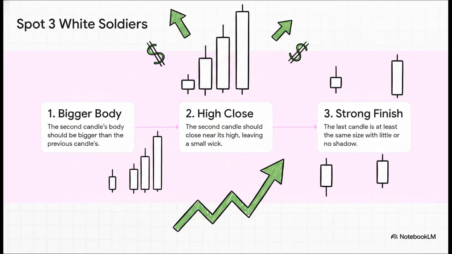So how do you know you found the real deal? The rules are pretty specific. The second candle should be bigger than the first. It's got to close near its high point, which shows that buying pressure was strong all the way to the end. And that last candle, it needs to be at least as big as the second one. And, this is really important, it should have little or no shadow. You know, that little wick at the top? That tells you the buyers were in total control, right up to the final second.